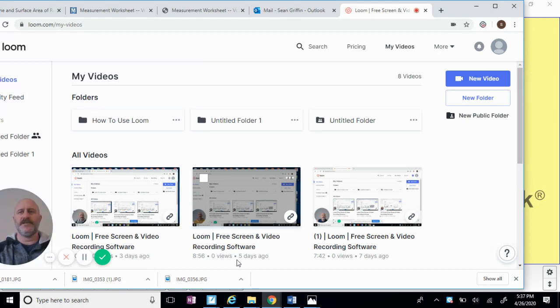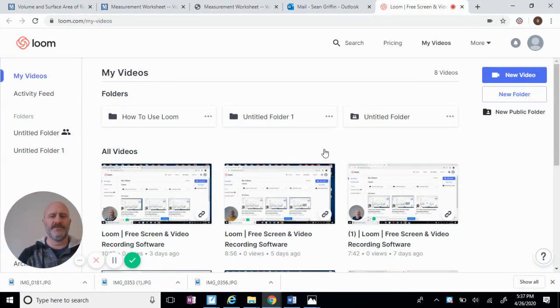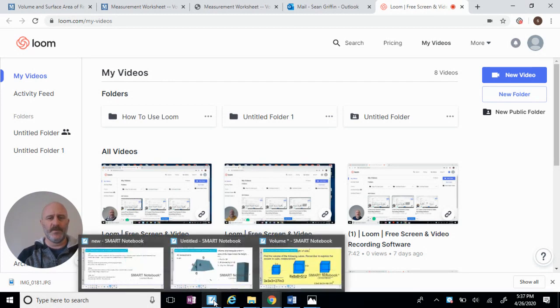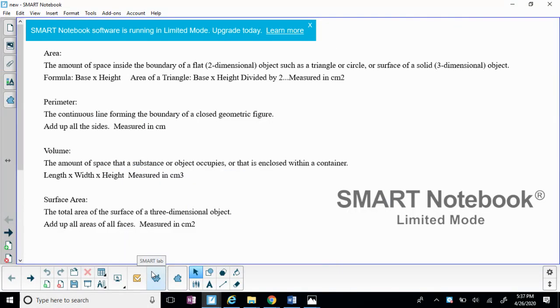All right, so today we're going to learn about surface area. If we go to our original notebook video, we looked at area, perimeter, volume, and now we're at surface area. The definition for surface area is the total area of the surface of a three-dimensional object. Another way to think of it is this: we're going to add up the area of all the faces, okay? It is measured in centimeters squared because we're studying area, a whole bunch of areas, the areas of all the faces of a 3D object.